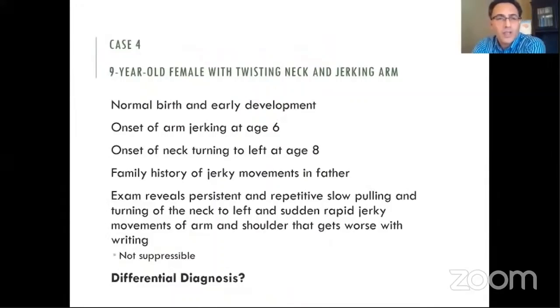So, case 4, a 9-year-old female with twisting neck and jerking arm. This patient had normal birth and early development history, onset of arm jerking at age 6, onset of neck turning to the left at age 8, and family history of jerky movements in father. Exam revealed persistent and repetitive slow pulling and turning of the neck to the left and sudden rapid jerky movement of the arm and shoulder. This jerky movement can get worse during writing and was not suppressible.